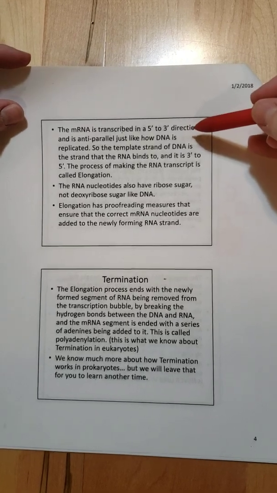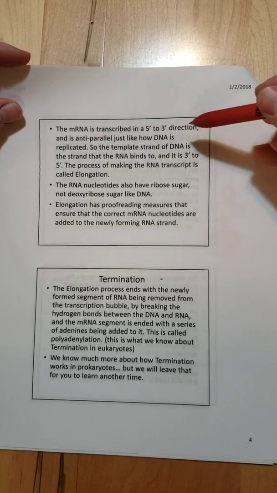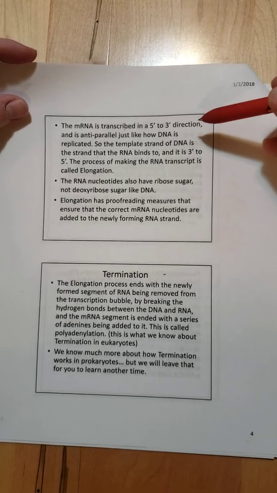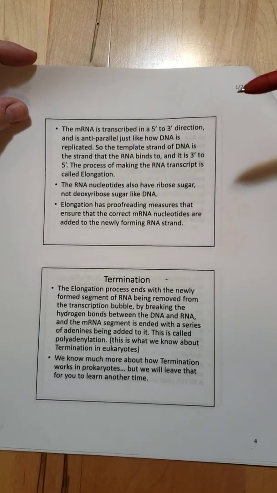Our RNA is going to be made in a 5' to 3' direction, just like DNA. So the side that's going to be copied is going to be the 3' to 5' side of the DNA double helix, because again, it's anti-parallel.